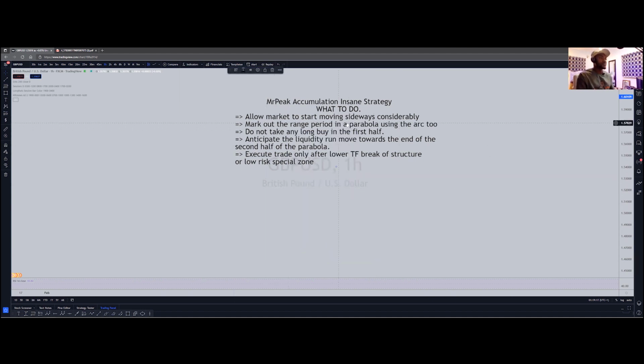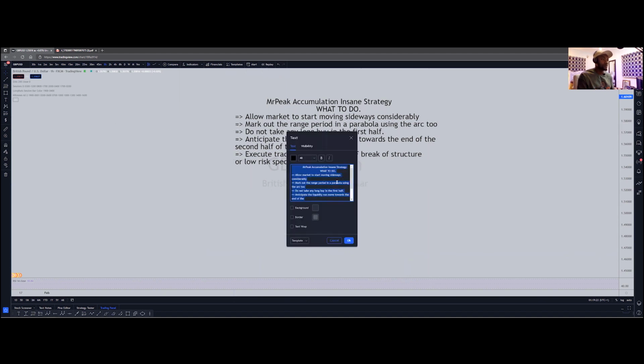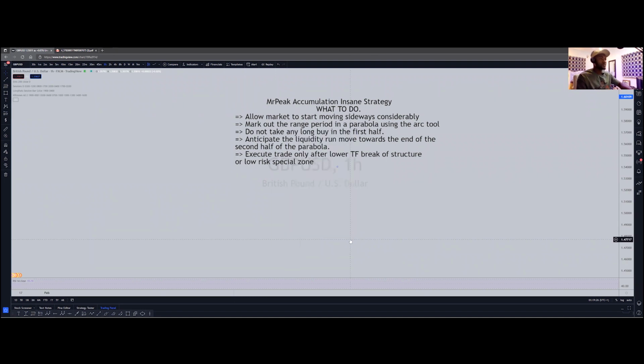So I said, mark out the range period in a parabola using the arc tool. Sorry for those typos. Two, mark out the range period in a parabola using the arc tool. Three, do not take any long buy in the first half of the parabola. Four, anticipate the liquidity run move towards the end of the second half of the parabola. Five, execute trade only after lower time frame break of structure or low risk special zone.